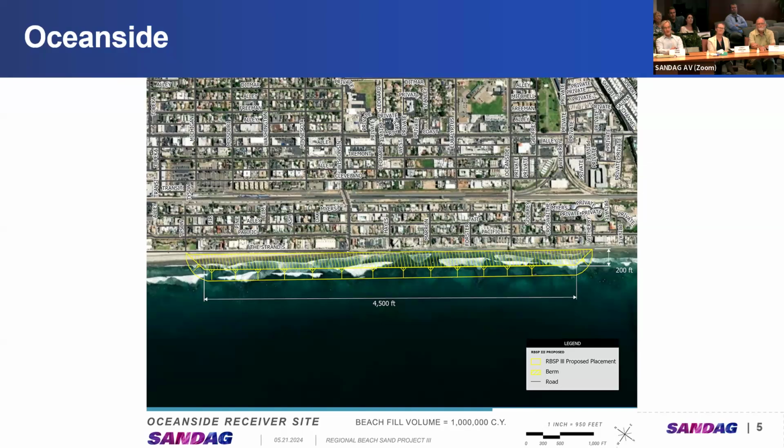So the first site is Oceanside. And so at Oceanside, we've talked to each city, we understand what each city wants, and we've kind of evaluated what was done in the past and tried to understand how it could be optimized and improved. And Oceanside wanted a large quantity. So 1 million cubic yards is proposed right now for that concept at Oceanside.